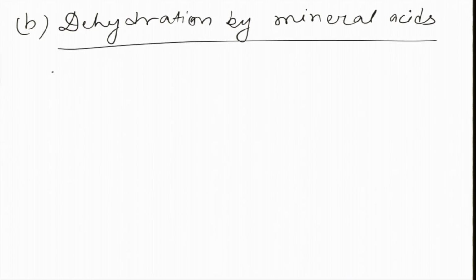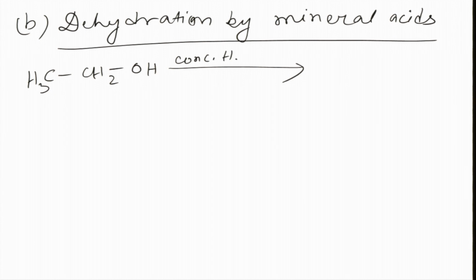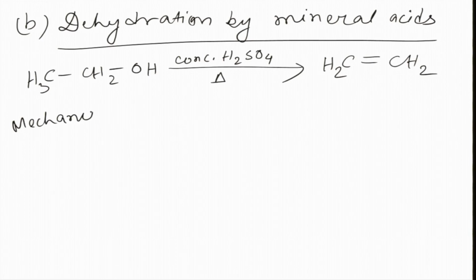So, again let us take ethanol. When we treat ethanol with concentrated H2SO4 and heat, we get ethene. Okay. So, this is the reaction. Now, reaction mechanism.